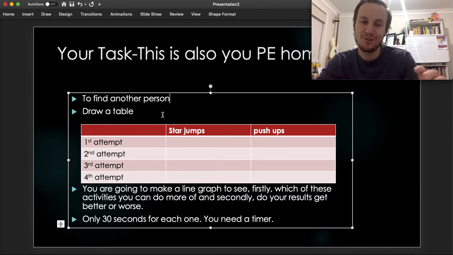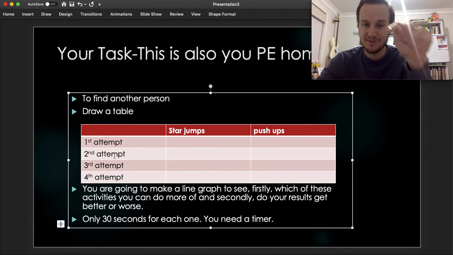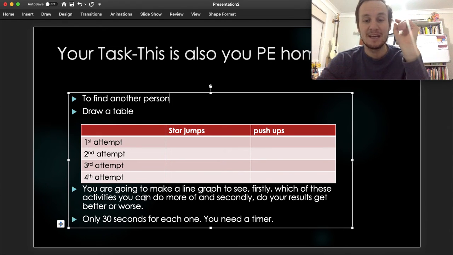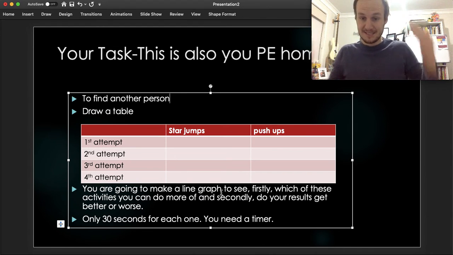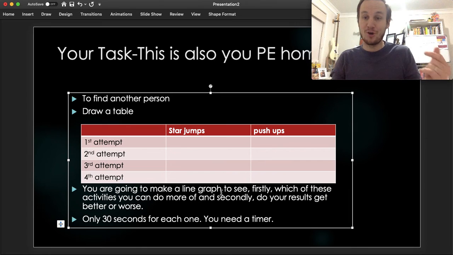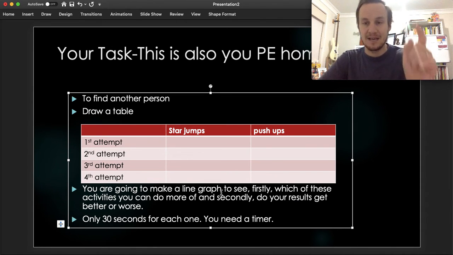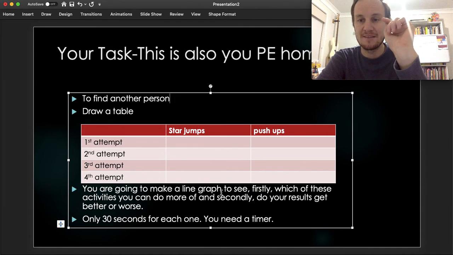Okay, and you're going to draw a table, and you're going to have star jumps as an option and push-ups as an option. Okay, and you're going to have first attempt, second attempt, third attempt, and fourth attempt. Then you're going to stand there, and someone's going to say go, and you've got 30 seconds to do as many proper star jumps as possible. At the 30 seconds, once you've counted, you write down that answer.